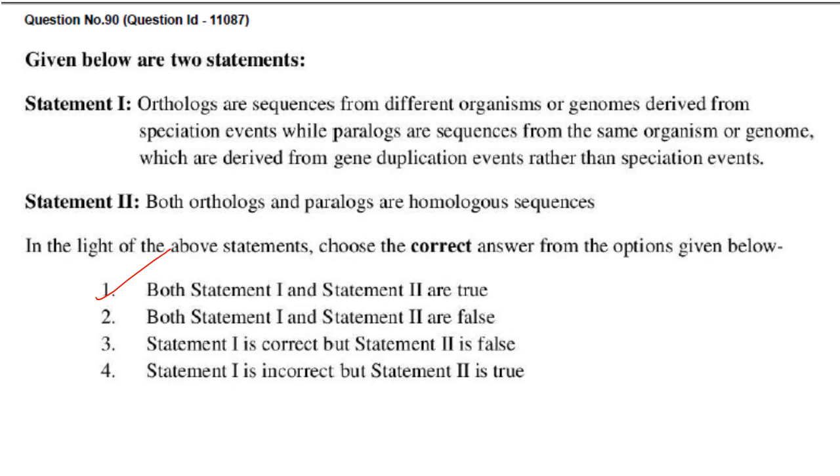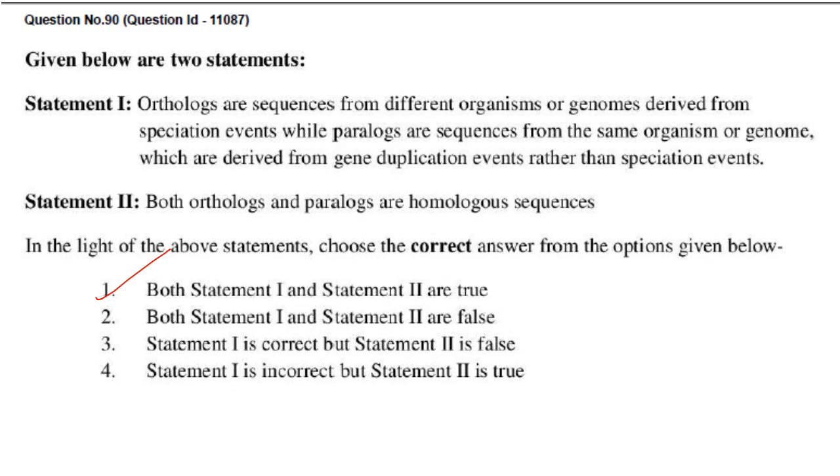Coming to the next question. Given below are two statements. Statement 1. Orthologs are sequences from different organisms or genomes derived from speciation events, while paralogs are sequences from the same organism or genome which are derived from gene duplication event rather than speciation events. So the first statement is correct. Orthologs are sequences from different organisms derived through speciation. Paralogs are sequences from the same organism derived by gene duplication events.